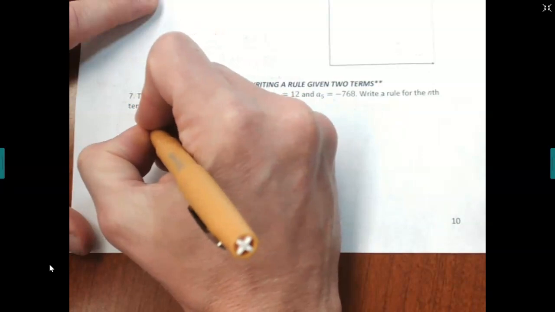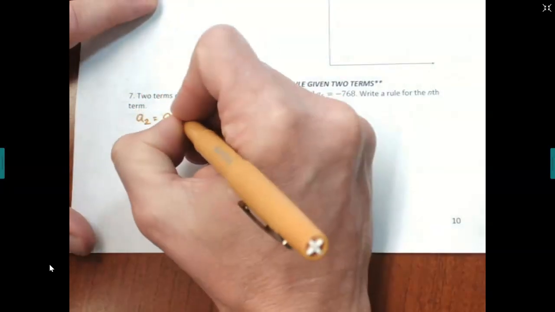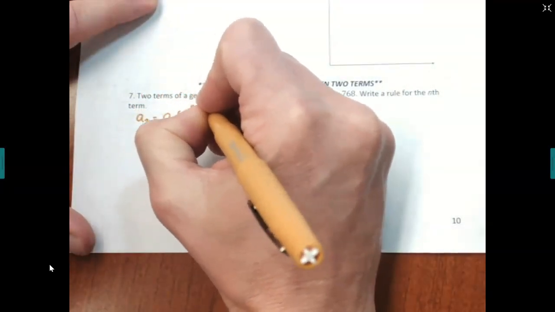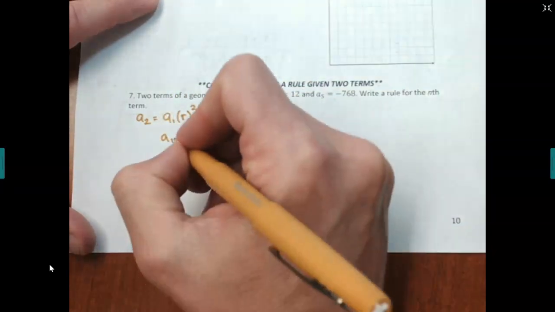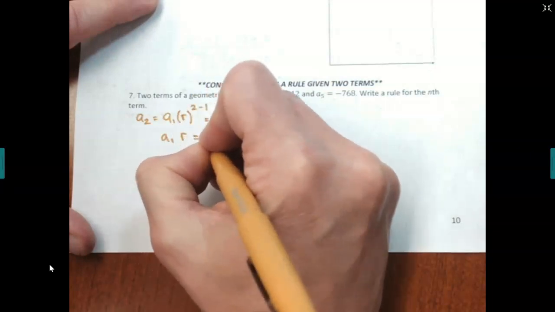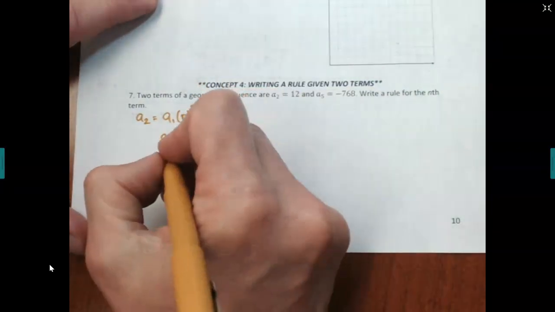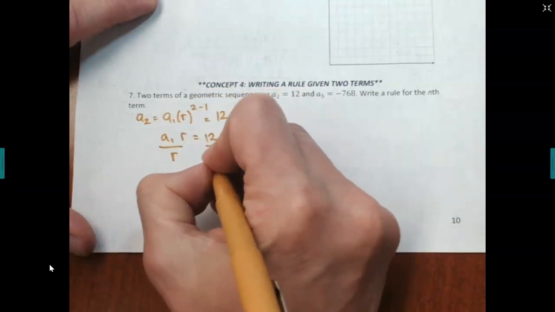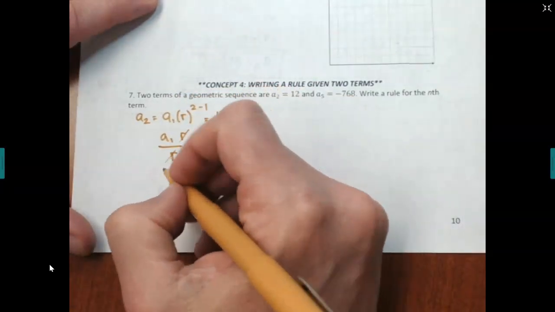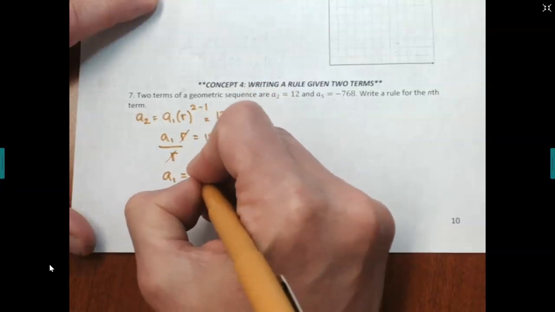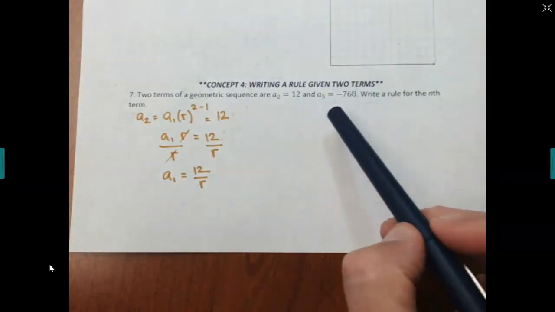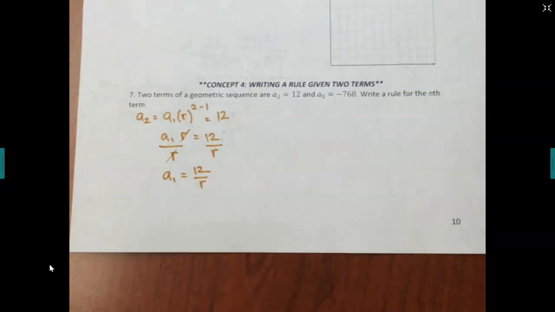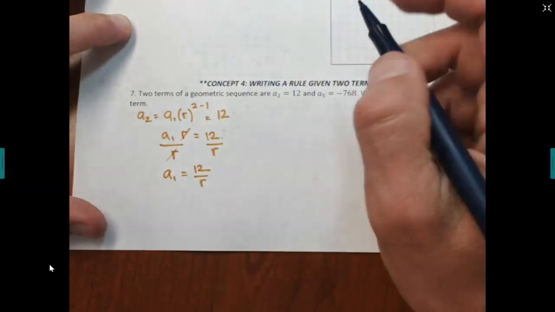So a sub 2 equals a sub 1 times r to the 2 minus 1 power. That's a sub 1 times r, and I'll set it equal to 12. So a sub 1 times r equals 12. If I solve for a sub 1 and divide by r on both sides, I get a sub 1 all by itself, which is 12 over r. I'm going to take that a sub 1 and use the 5th term right here, and then I'll have just one variable, r, to solve for.